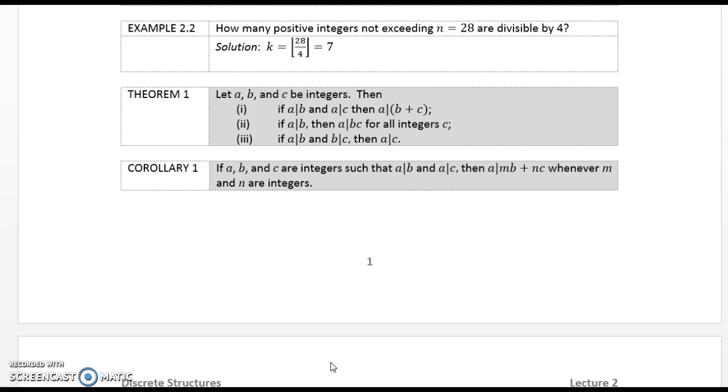Theorem 1. Let a, b, and c be integers. 1. If a divides b and a divides c, then a divides the sum b plus c. 2. If a divides b, then a divides bc for all integers c. 3. If a divides b and b divides c, then a divides c. Corollary 1. If a, b, and c are integers such that a divides b and a divides c, then a divides the quantity mb plus nc whenever m and n are integers.